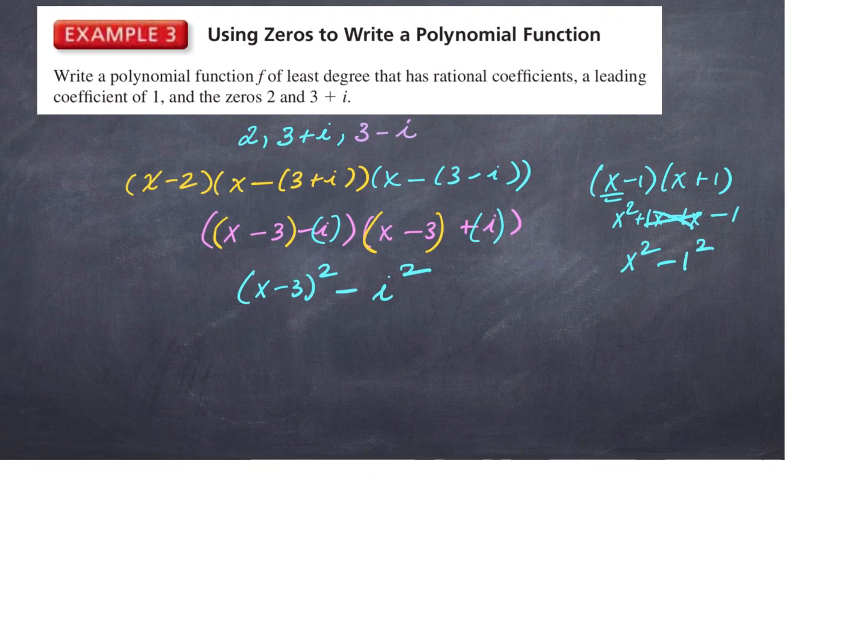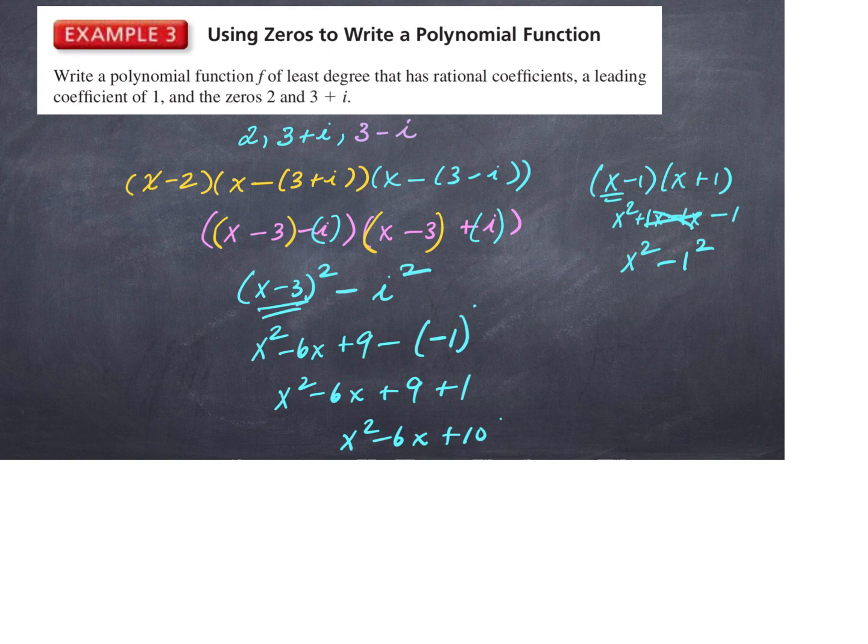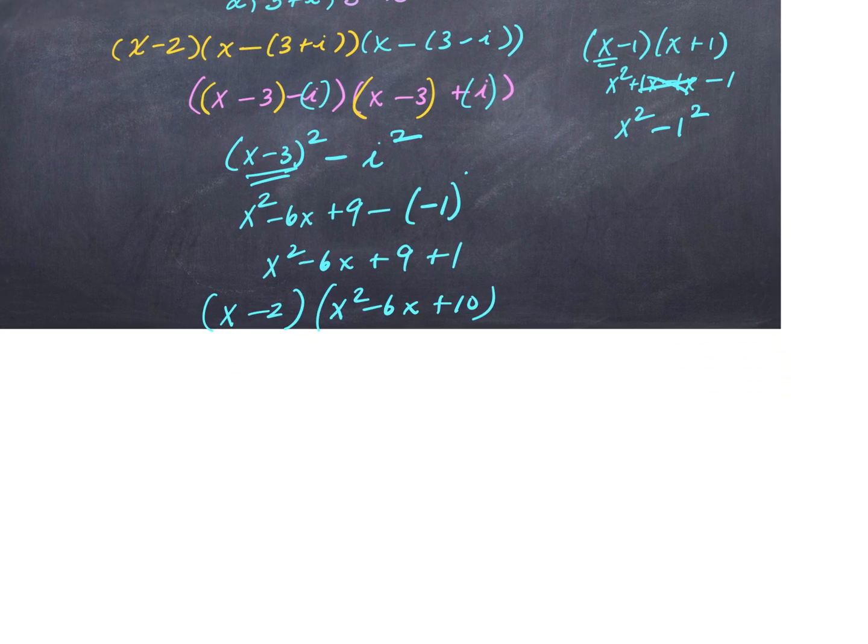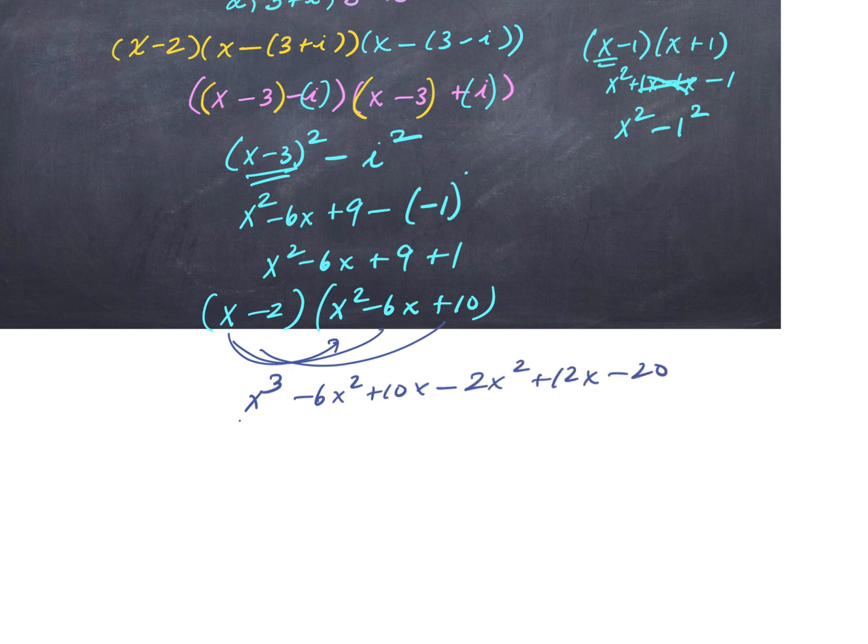Okay, so we're going to FOIL this one. So we get x squared minus 6x plus 9 minus i squared. Remember, i squared is negative 1. So now we're going to get x squared minus 6x plus 9 plus 1, which is x squared minus 6x plus 10. And then I'm going to bring back in the x minus 2. Alright, so when we do that, we have to FOIL. So you're going to get x cubed minus 6x squared plus 10x, then minus 2x squared plus 12x minus 20. So we have x cubed minus 8x squared plus 22x, and then minus 20.